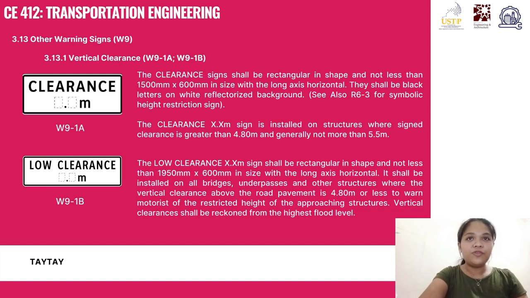Now let's move to height warnings. The vertical clearance sign, the W9-1A or B, indicates how much clearance is under a bridge or overpass. Clearance X.X M is for heights above 4.80 meters, and low clearance is for those 4.80 meters or lower. This prevents accidents involving tall vehicles like trucks or buses. The measurement is taken from the highest flood level, not just the road surface.